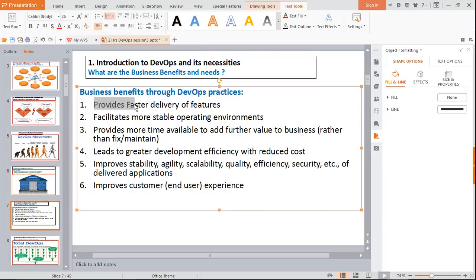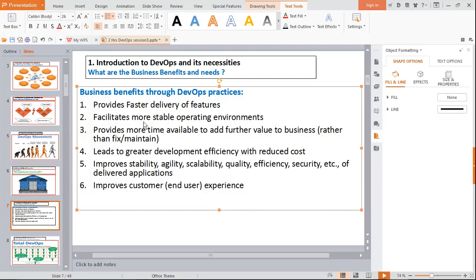Point number one, provides faster delivery of features. Obviously we are increasing continuous delivery and integration, and through that deployments are increased, continuous deployments. Then they'll have a lot of features implemented incrementally. Maybe weekly builds can be there, some day-wise builds can also be there in the production when you have more requirements. And the second one is facilitates more stable operating environments, because of the practices we planned, stable environments are going to be created.